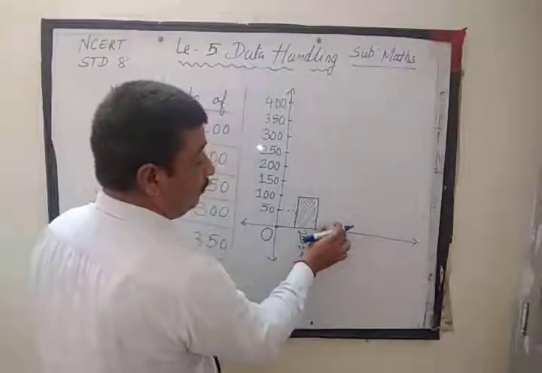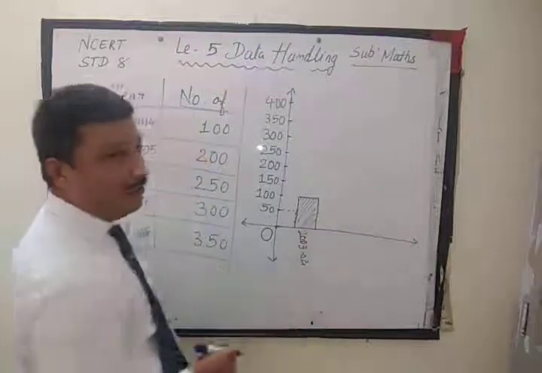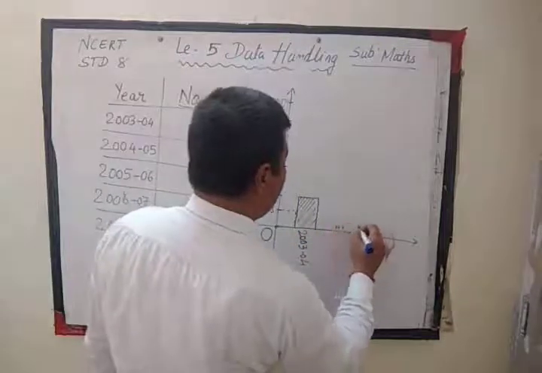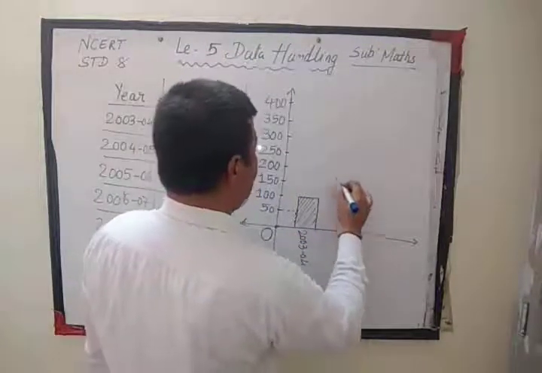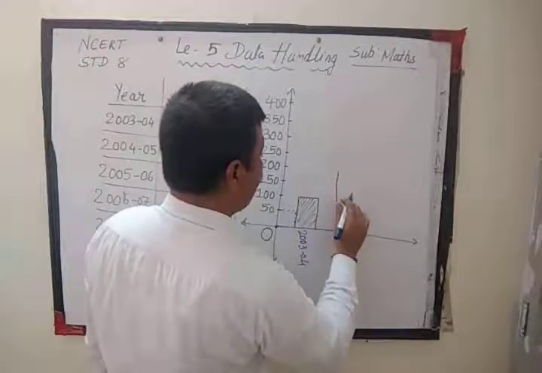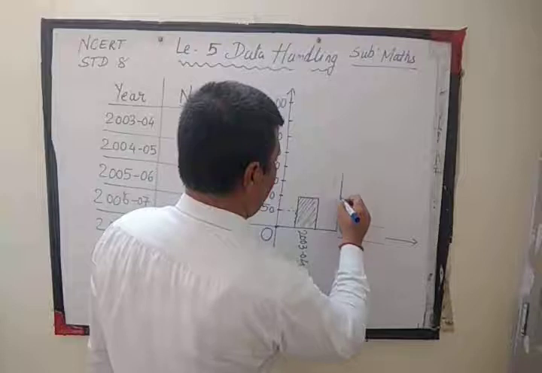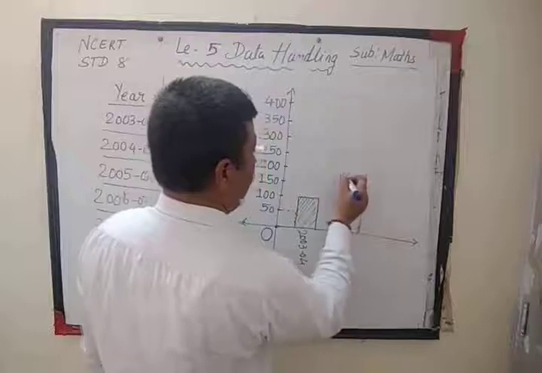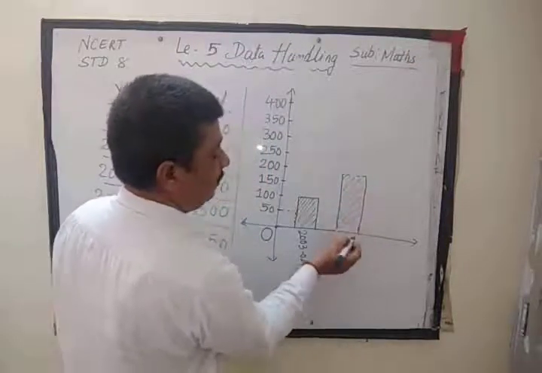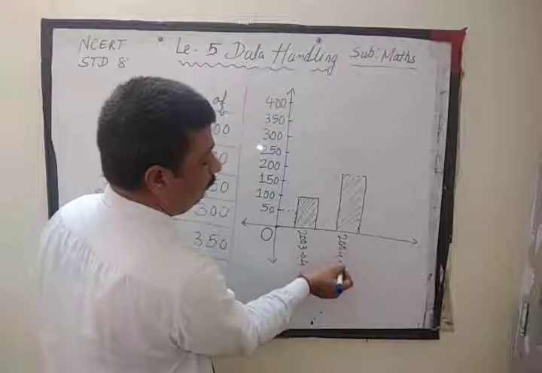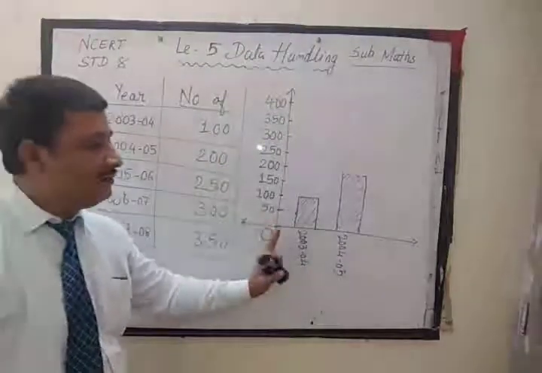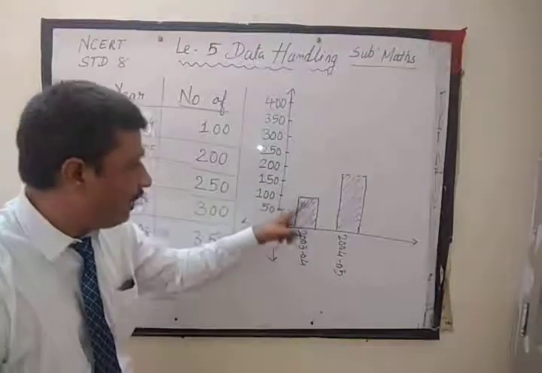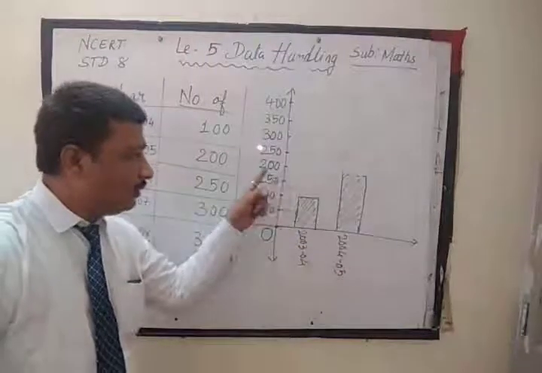So I have to keep equal distance between these two bars. The width is 1 centimeter, but I have to keep one distance, and the topmost is 200 here. Like this. So 2004-5. By looking at this graph, you can get an idea that okay, in 2003-4 there were 100 students, in 4-5 there were 200 students.